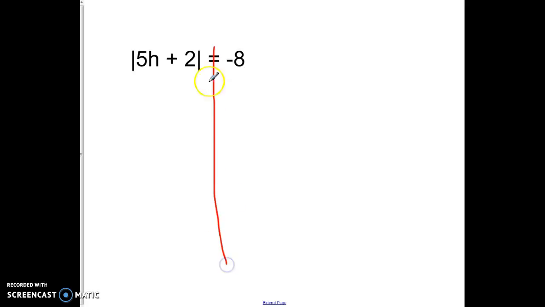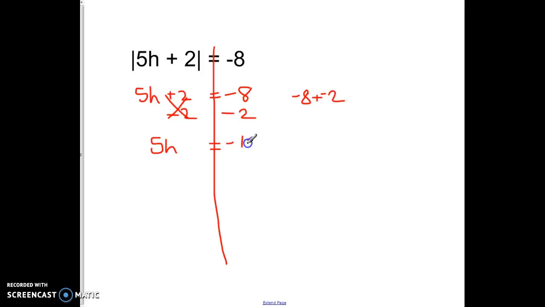Again, I'm going to split my equal sign. Right now I just have 5h plus 2 equals negative 8. I'm going to subtract 2. So I have 5h equals. Now remember, if you are not feeling confident with your integers, go ahead and type this into a calculator. But a negative 8 minus 2, when I change the signs, 1, 2, that equals a negative 10.